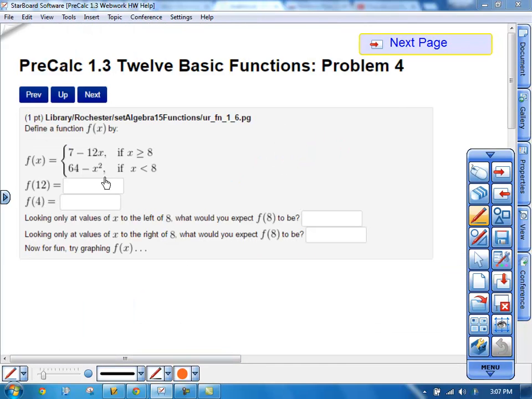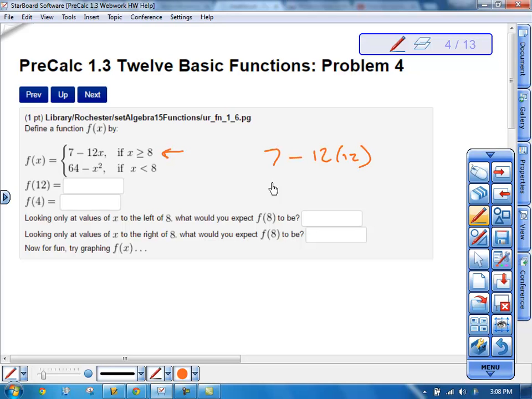Okay, next problem is a piecewise function. It says let f be 7 minus 12x if x is greater than or equal to 8, and 64 minus x squared if x is less than 8. It says find f of 12. For f of 12, we have to use the top part because our number is bigger than or equal to 8. So we plug it in and we get 7 minus 12 times 12, which is 7 minus 144, which gives us negative 137.